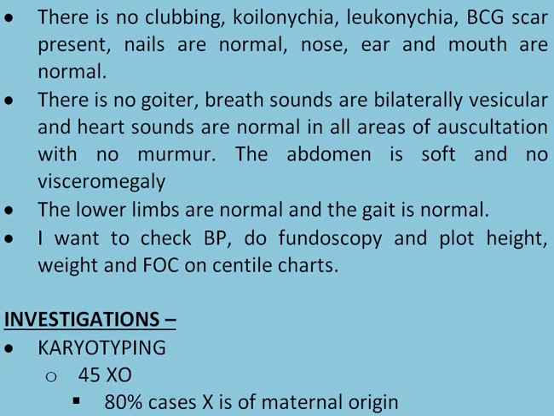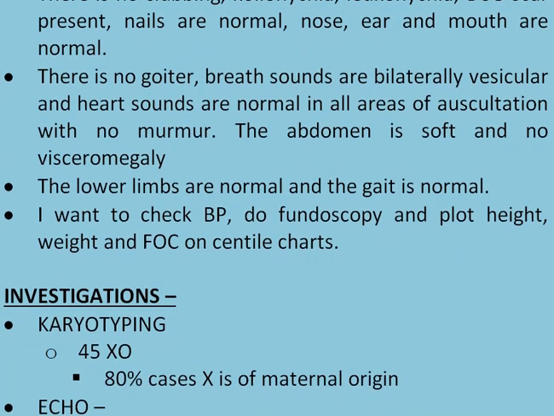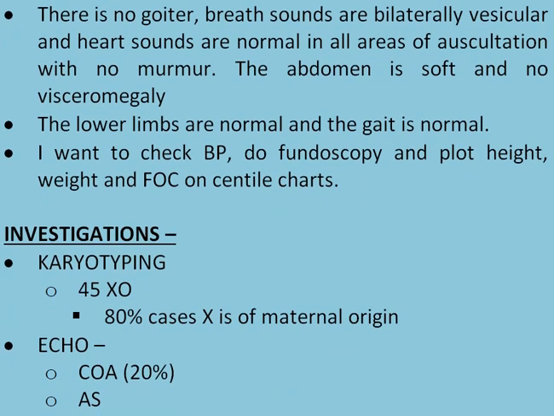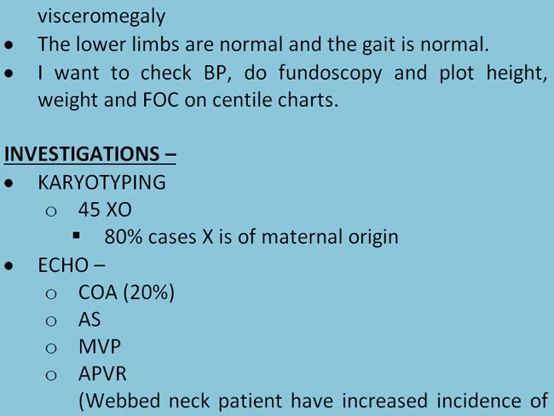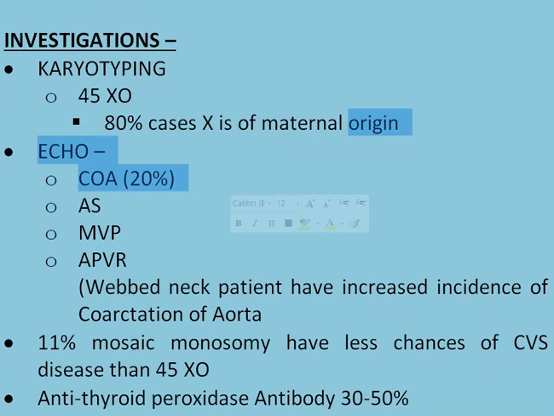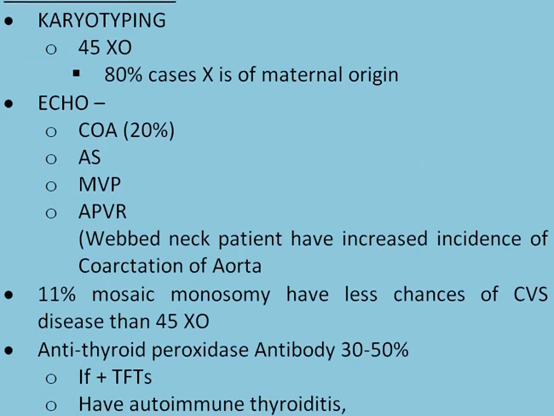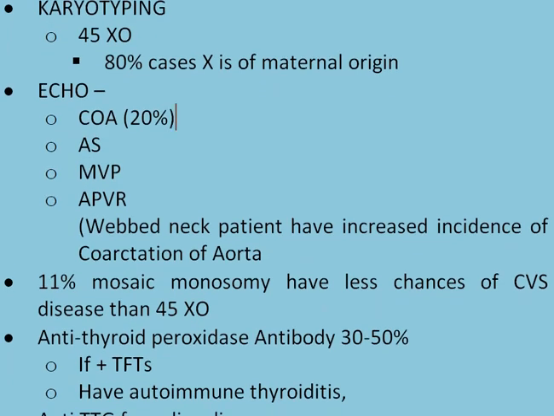The investigations are karyotyping, which can be 45,XO in Turner syndrome. In 80% of the cases the X is of maternal origin. Echo will tell us about coarctation of aorta, aortic stenosis, mitral valve prolapse. Webbed neck patients have increased incidence of coarctation of aorta. Mosaic monosomy patients have less chance of cardiovascular disease than 45,XO.